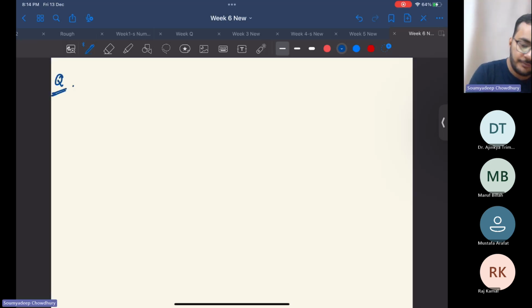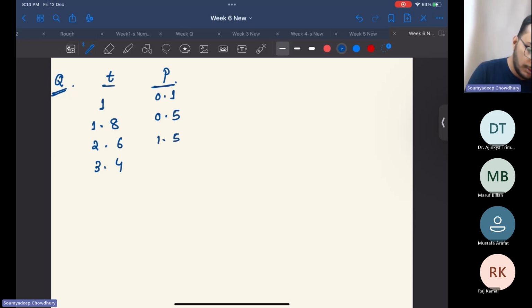Suppose you have two variables, t and p. Here the values are 1.8, 2.6 and 3.4, and here you have 0.1, 0.5, 1.5, 4.4. So your independent variable here is x, and this is your dependent variable. I'll write x and y only. Okay.